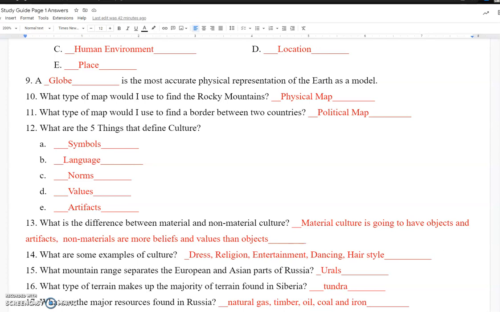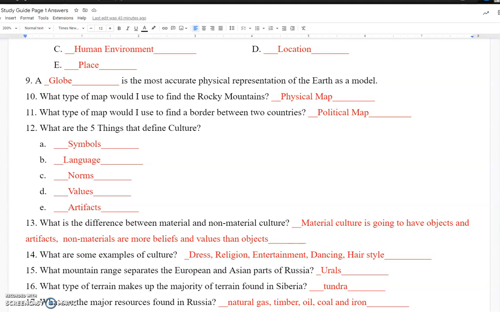12, what are the five things that define culture? So moving into unit number 2, we started to talk about culture before we started to talk about Russia, and culture defines things like symbols, language, norms, values, artifacts. All of these things are part of our culture. They are all five things that you could use to define culture. So symbols, things like, for Christians, it would be the cross. If you're Jewish, it would be the Star of David. Stuff like that. Language, obviously, a big part of culture.